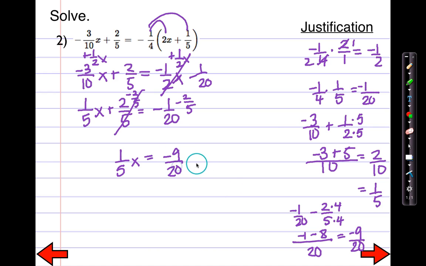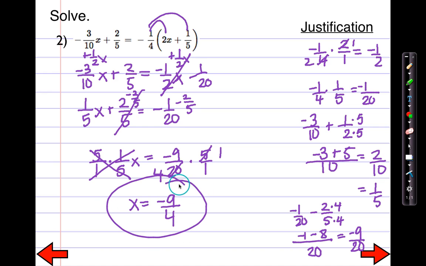Just like before, in the previous example, we're going to try something new. Instead of dividing by the coefficient, we're going to practice multiplying by the reciprocal of our coefficient. So the reciprocal of our coefficient is going to be 5/1. So notice the 5's cancel out, the 1's cancel out, leaving me with just x. So I'm going to multiply this side by 5/1 as well. So 5 and 20 both have a 5 in common, so this is a 1. This becomes a 4. Negative 9 and 1 don't have anything in common. So now I'm being left with negative 9/4 as my final answer.